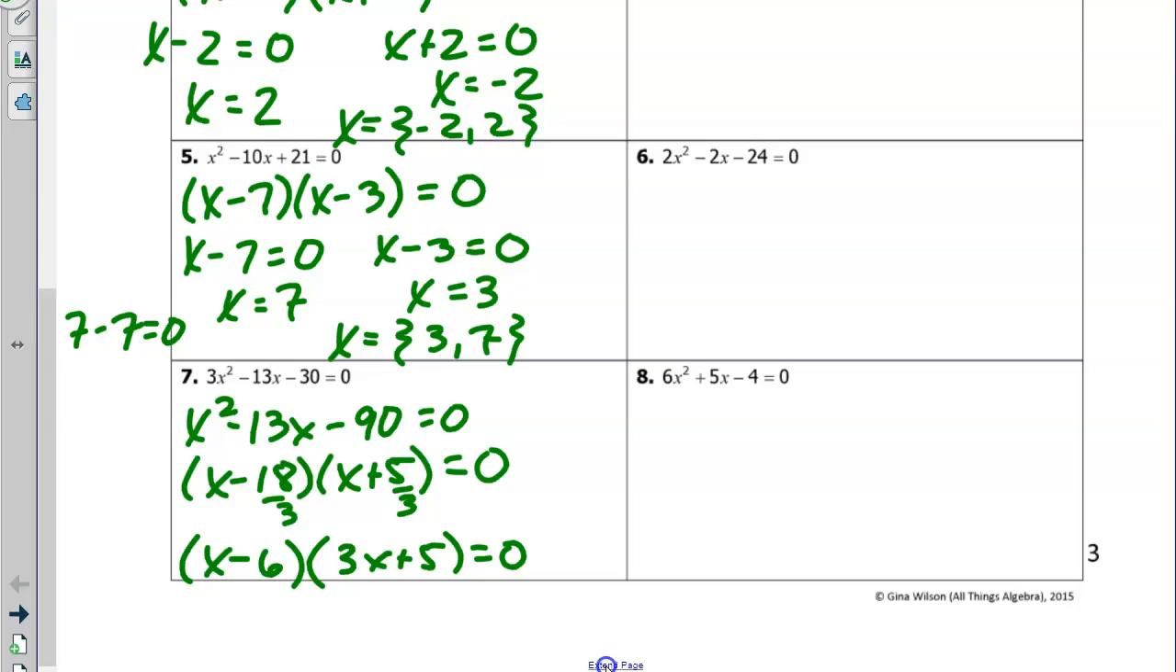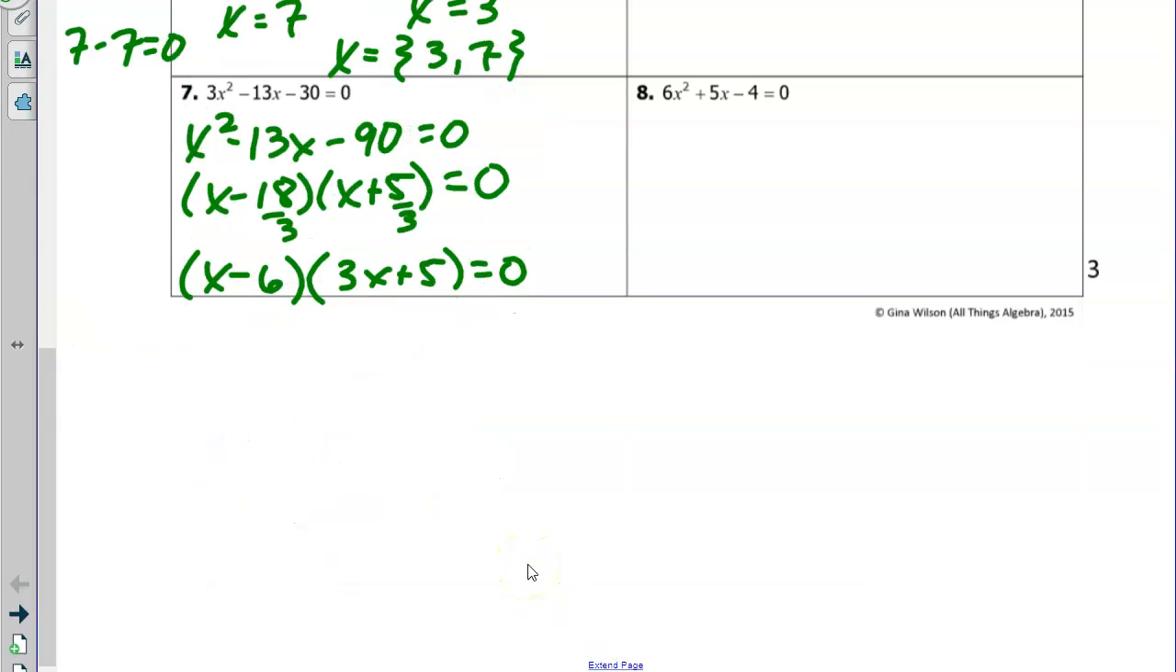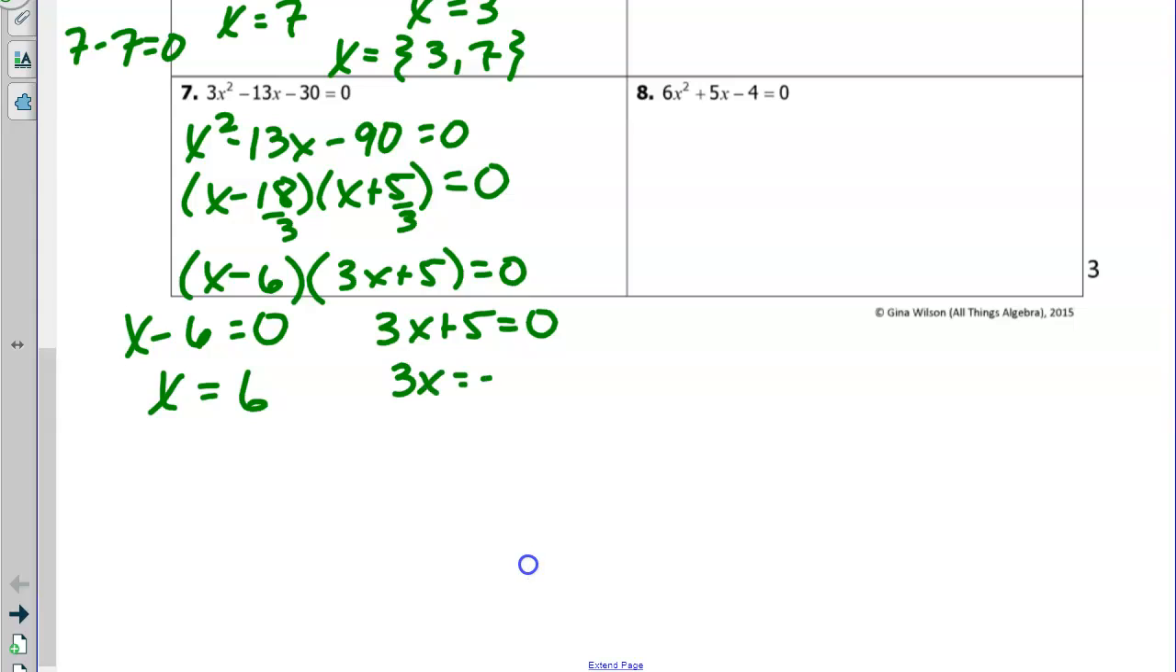Alright, what do I do next? Set it equal to 0, right? So x minus 6 equals 0. Add the 6 to both sides and you get positive 6. This one we get 3x plus 5 equals 0. Our first step is to subtract 5. So 3x equals negative 5. Divide by 3. X equals negative 5/3.